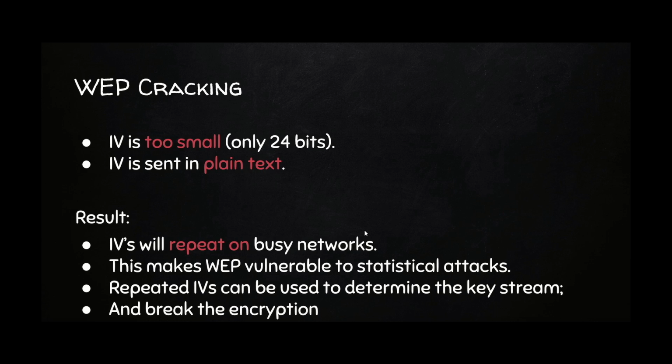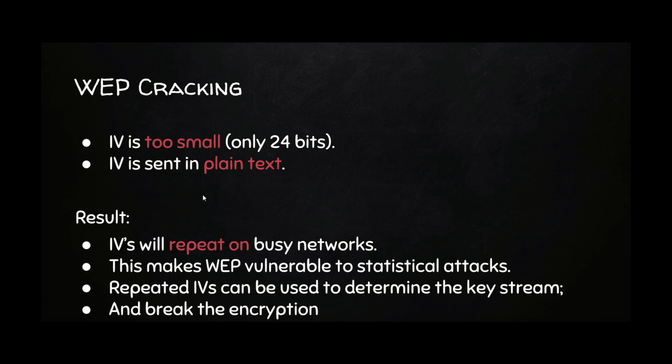So the thing is, always remember, in a crowded network, when there are so many packets of data to be sent, and every packet of data is encrypted, that is a drawback as well. So the chances of the IVs, this initialization vector, repeating are high, because it is already in plain text and we can compare and see, oh yeah, it's repeated. So the IV will repeat on a busy network. This makes WEP vulnerable. WEP encryption is very vulnerable to statistical attacks.